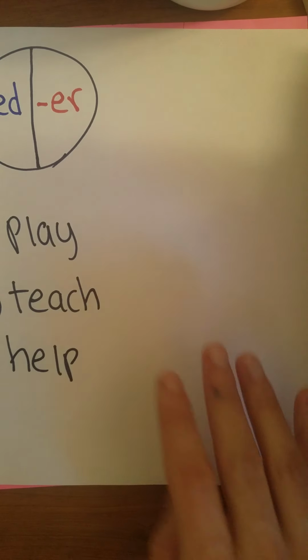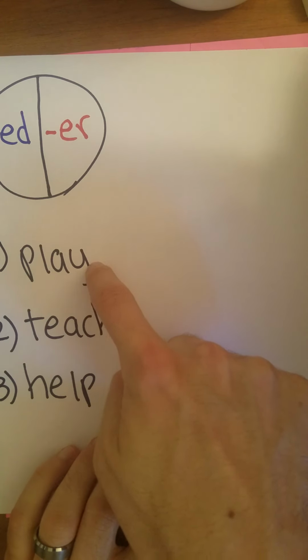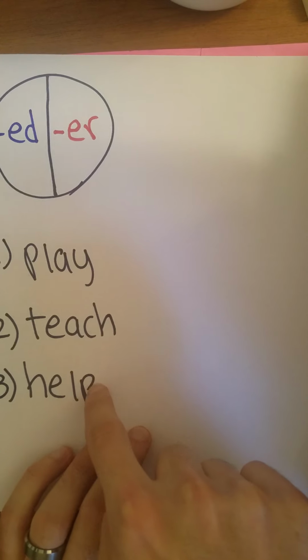Okay, now you can grab a pencil, paper, and paperclip. And if you need to pause the video and press play again when you're ready to rock and roll, go ahead and do that. We have the same endings we're going to add, but we're going to change 3 different verbs. The verbs that you're going to change are play, teach, and help.